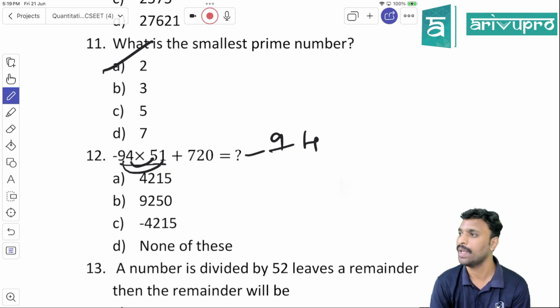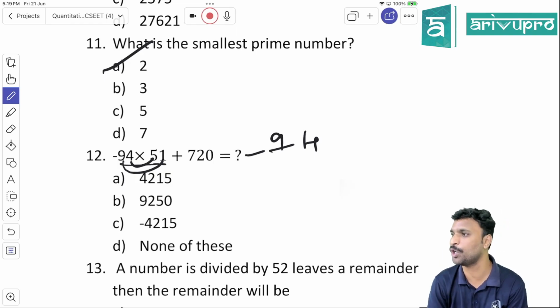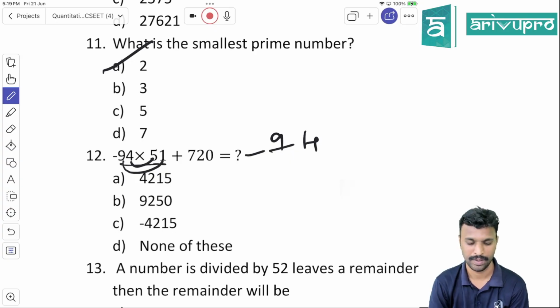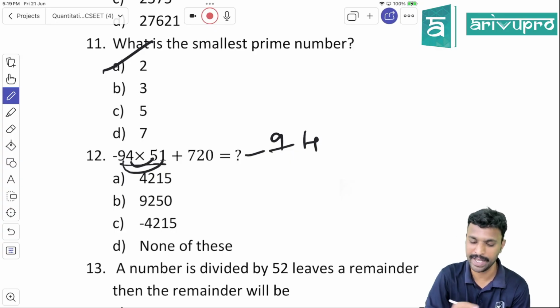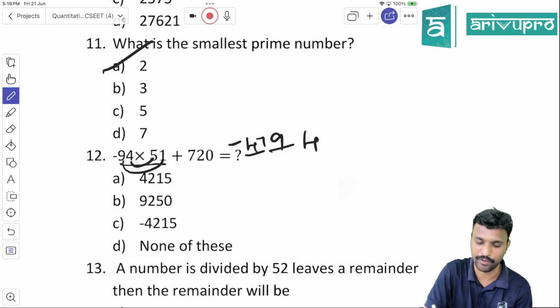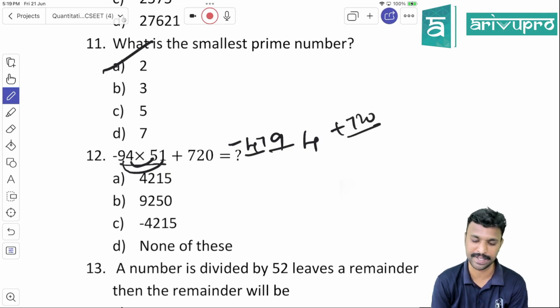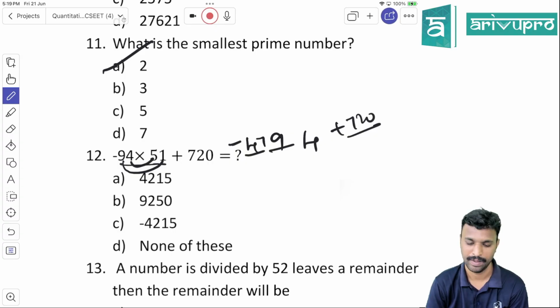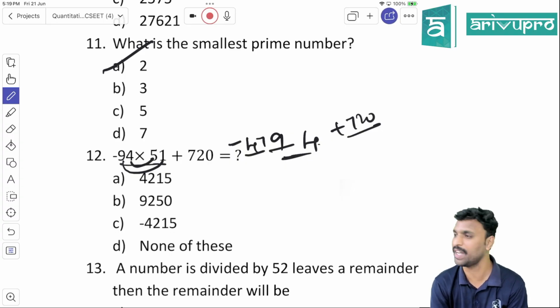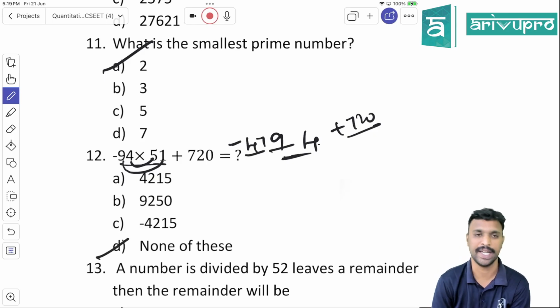2 carry. Now to get the leftmost digit, what to do? 9 into 5, 45. 45 plus the carry 2, 47. So it is 4794, plus 720. So what is the answer? Last two digits 94 plus 20 is 14. 74 is not there. Option D is the answer.